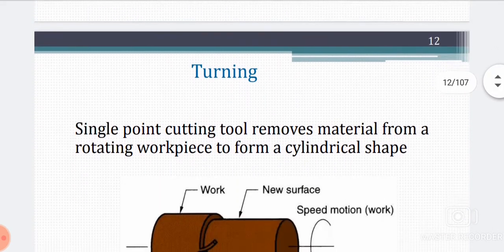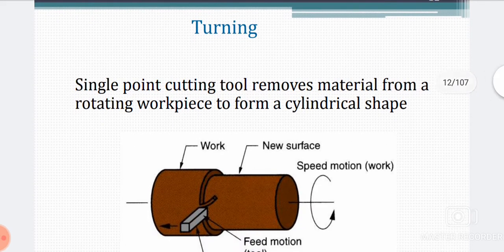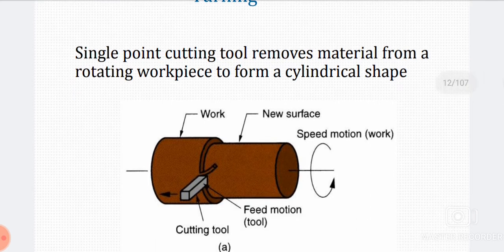First, we will explain turning. A single point cutting tool removes material from a rotating workpiece to form a cylindrical shape. In the picture, this is a single point cutting tool removing material from the rotating workpiece, with the workpiece speed motion. The cylindrical shape is formed, and the new surface is gained.